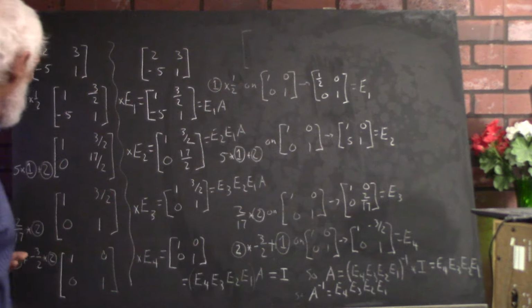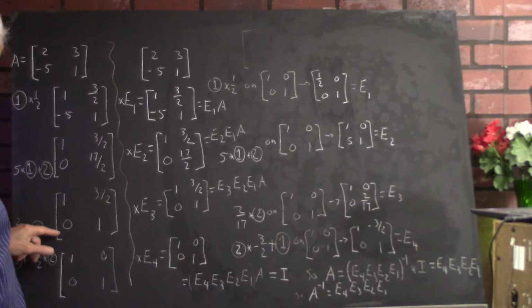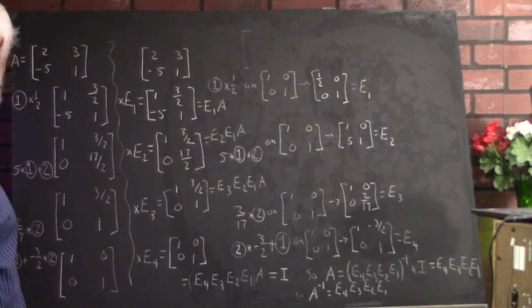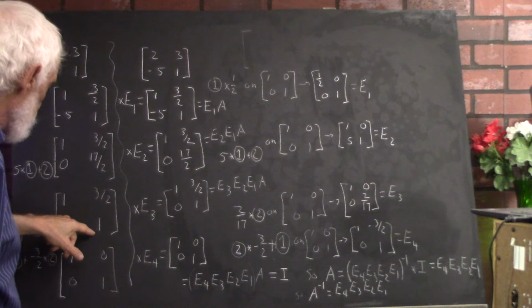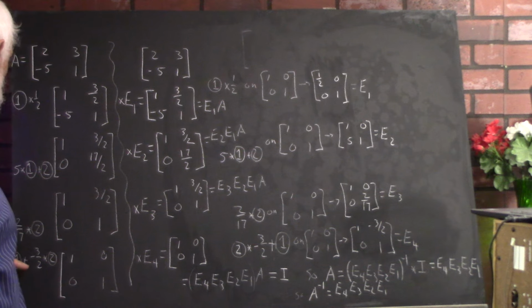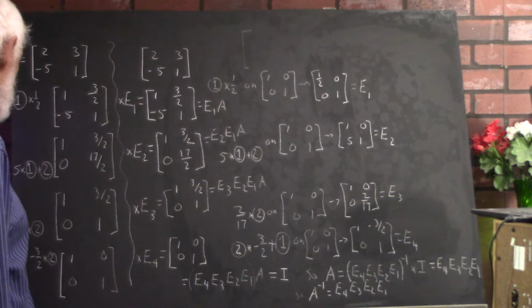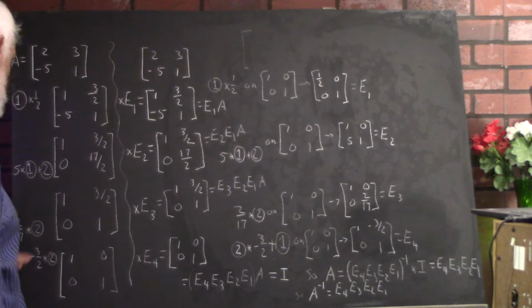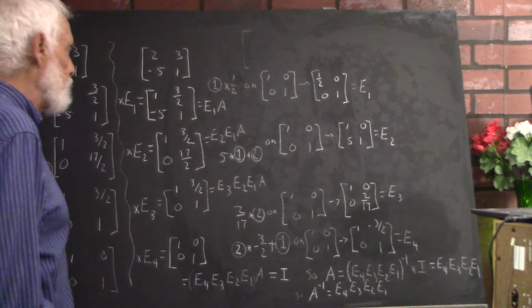Then we want a 1 here, so we take 2/17 of the second row, and we get the 1. Finally, we want a 0 here, so we add -3/2 of the second row to the first, and we indicate that 1 times -3/2 times the second row, and that's going to go in the first row.